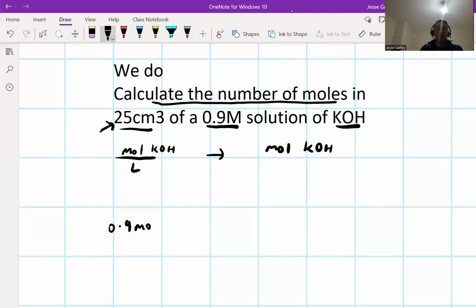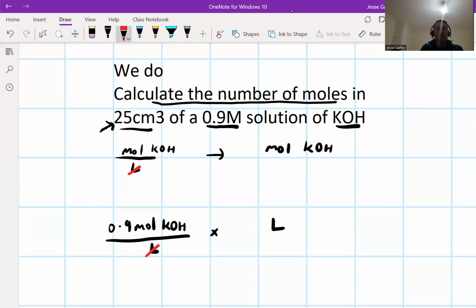0.9 mole of KOH per liter. That's what 0.9 molar means, per liter. And we want liters to cancel, of course. We want to get rid of that liter, so we're left with moles. So to cancel that liters, we're going to have to multiply by a volume in liters. Now, we don't have a volume in liters, but we have a volume in centimeters cubed.